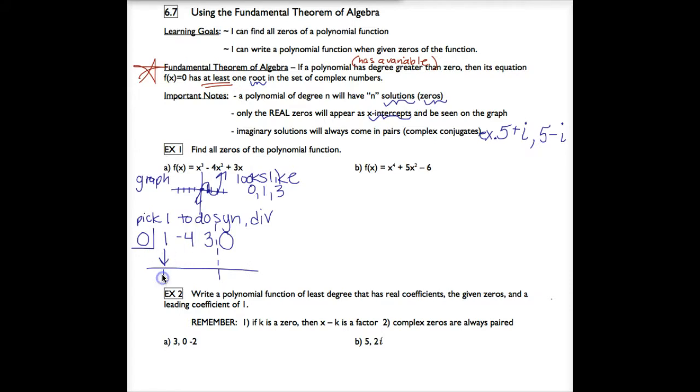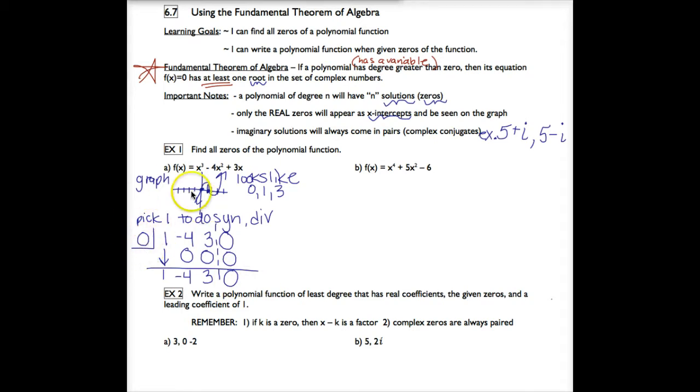Bring down my first term. Box times bottom is 0. Add the column, which is -4. Box times bottom, still 0. Add the column. Box times bottom, 0. Add the column. I did get remainder 0, which means that 0 is indeed one of my roots. It is indeed one of my solutions.